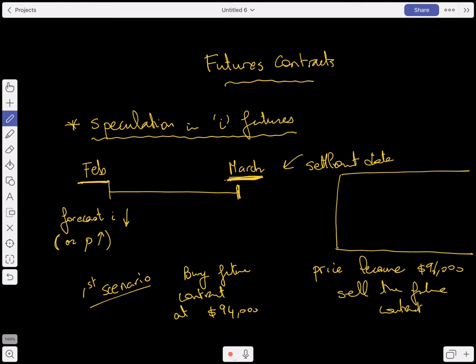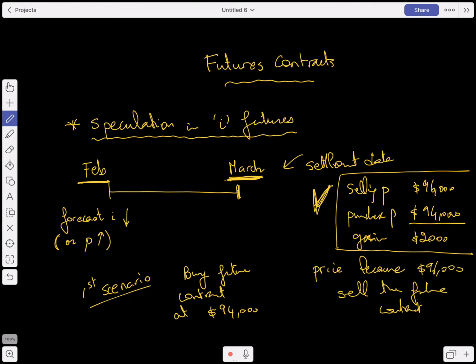So this is the first scenario: if the selling price is 96,000 and the purchase price is 94,000, then as an investor, you're basically making a gain of 2,000. This is a gain of 2,000. This is a good scenario, right? You buy now when the price is low and you sell in the future when the price is high.